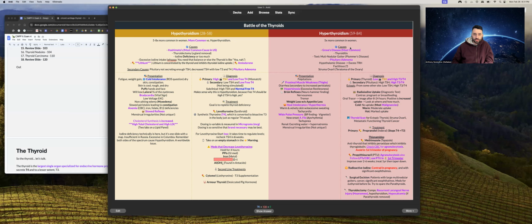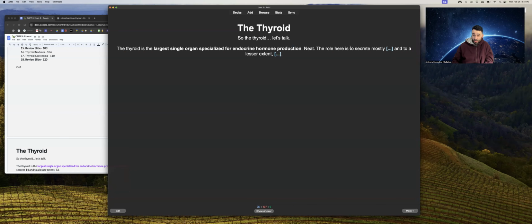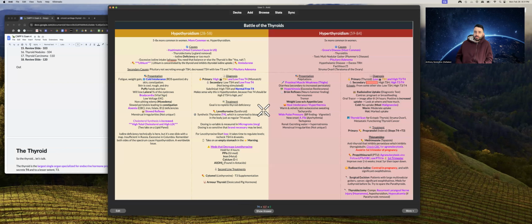Meds that decrease levothyroxine, hold for 4 hours. PICA, what's the C? Yeah, that's calcium. Dosing is variable and measured in what? Micrograms, MCG. I don't know why that's important. Triggers a blank event, a stressful event, myxedema coma. That's what's going to put you in thyroid storm too. Thyroid is the largest single endocrine organ. The role here is to secrete mostly T4 and to a lesser extent T3. Yeah, so it does secrete some T3, I think 20%, but 80% of the T3 is coming from T4, where an iodine is yeeted off of it.